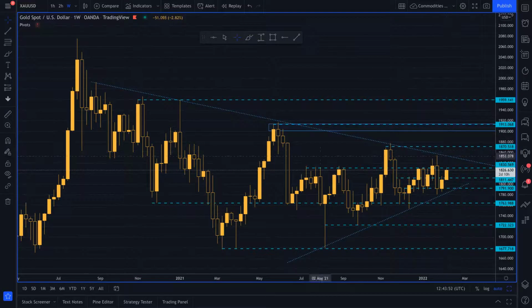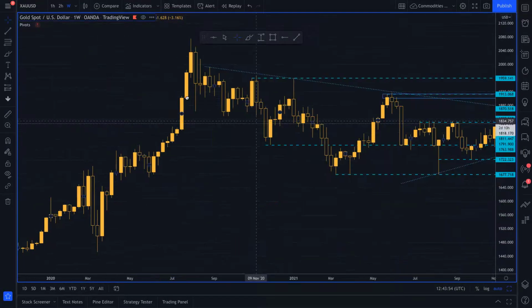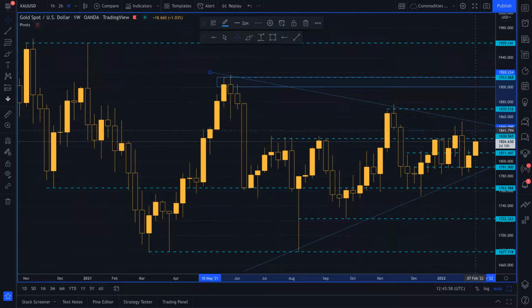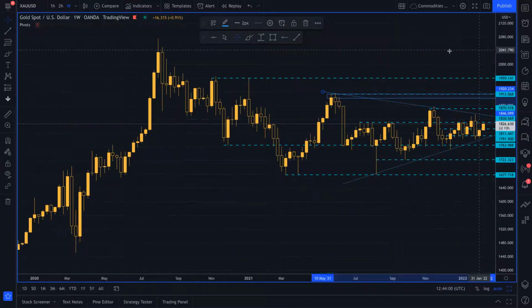That trend line can be shortened to form a symmetrical triangle pattern. So a break of this level could open up the way to 2000. So you can see you got 1, 2, 3, 4 touches.